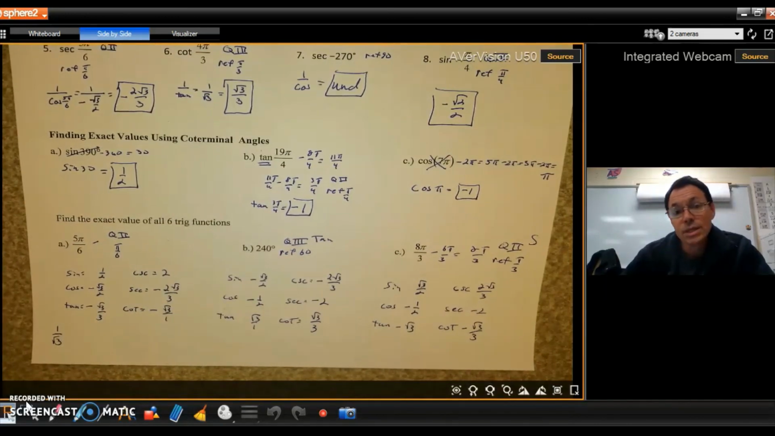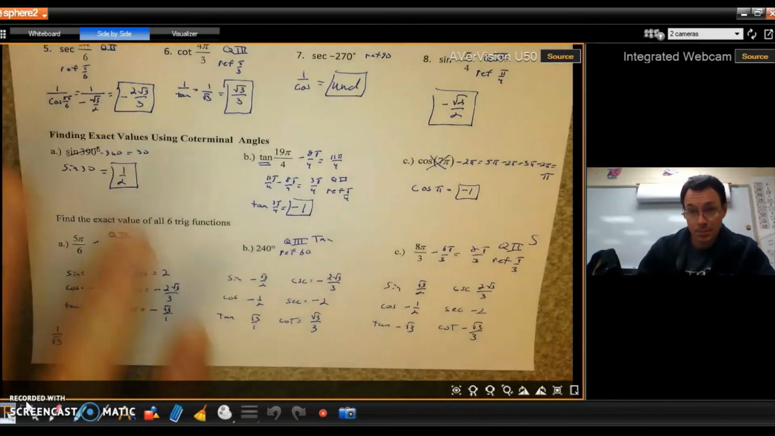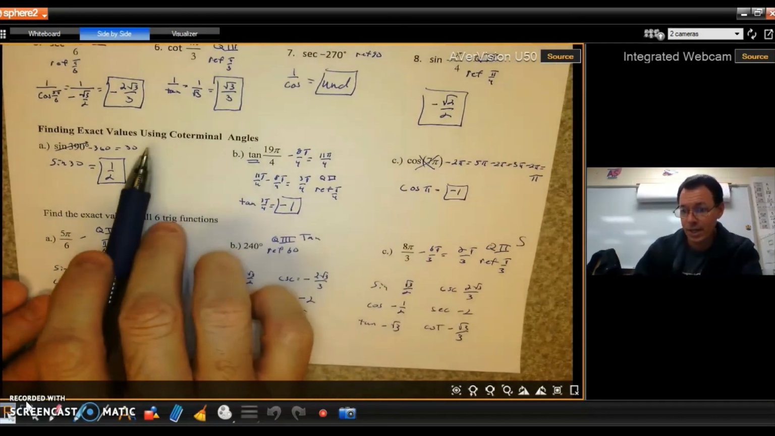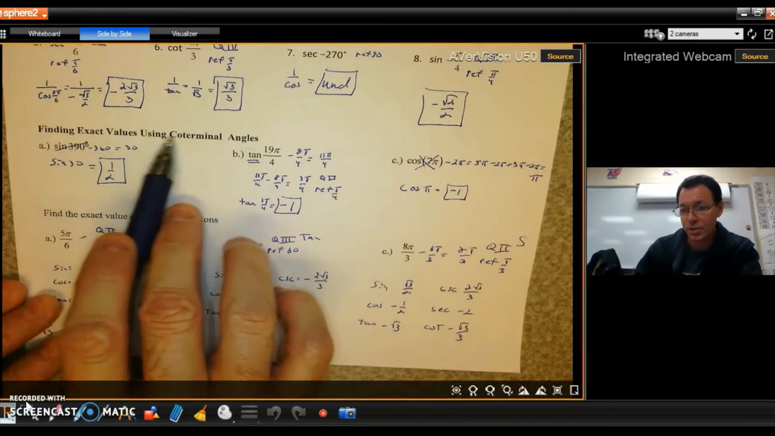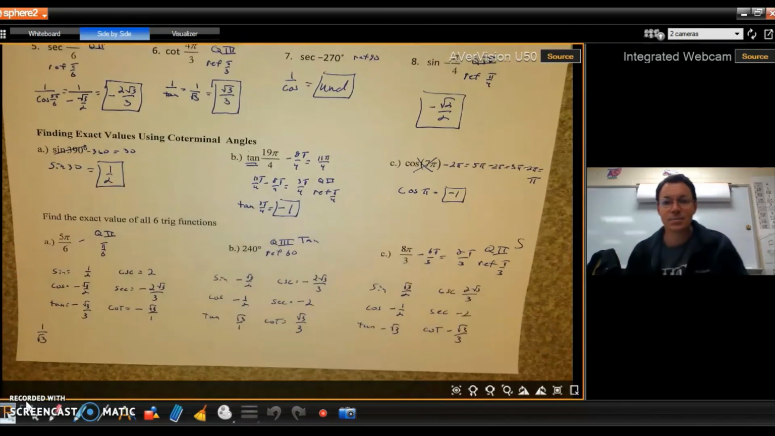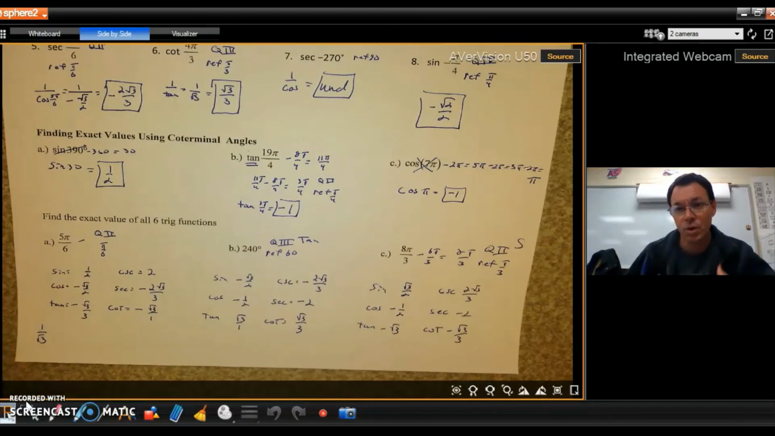So take a look at your homework. Keep these notes out, match them up. If I ask you to find the exact values using coterminal angles, you use this as a guide. Subtract 360, subtract 2 pi, turn them into coterminal angles before you try to use your chart and reference angles and things like that. So take a look at your worksheet, and if you have questions, let me know.